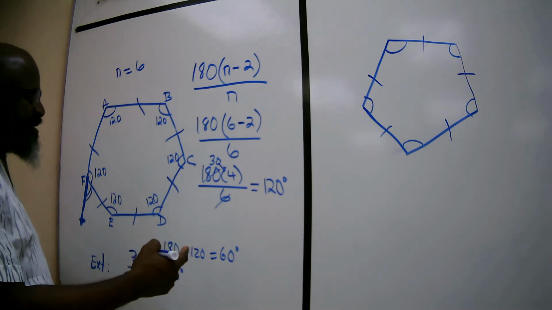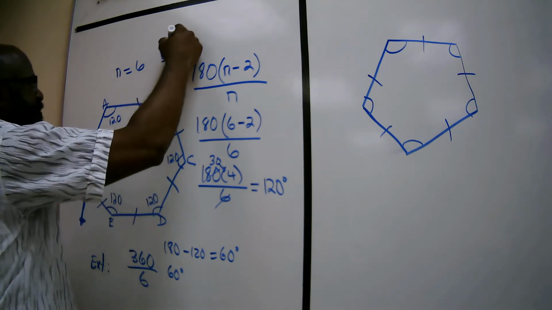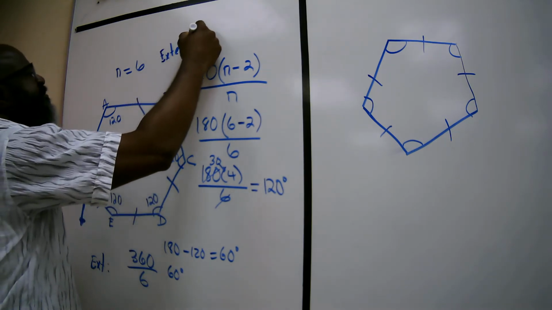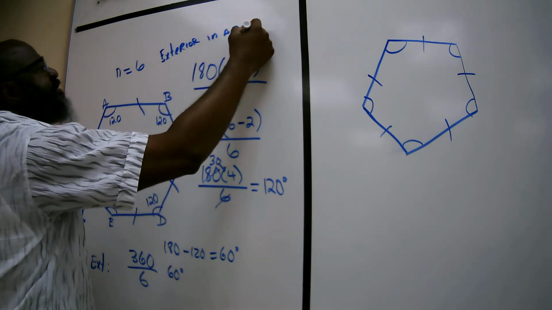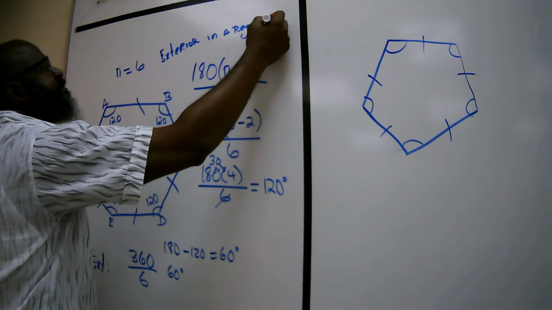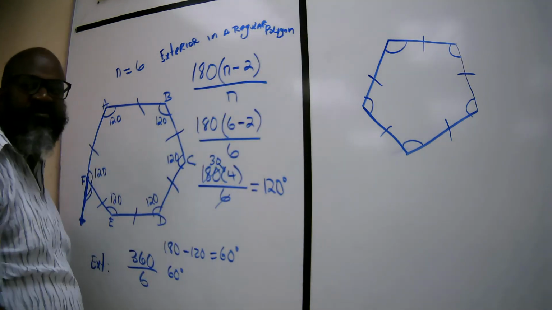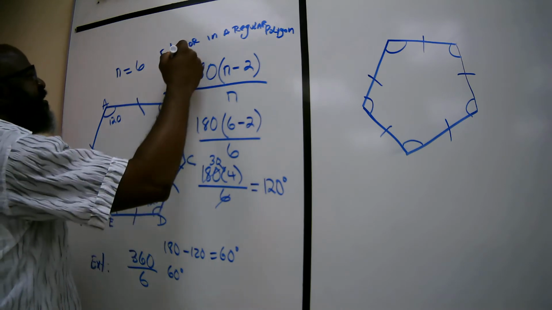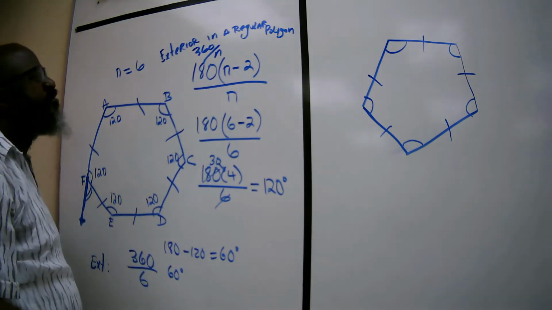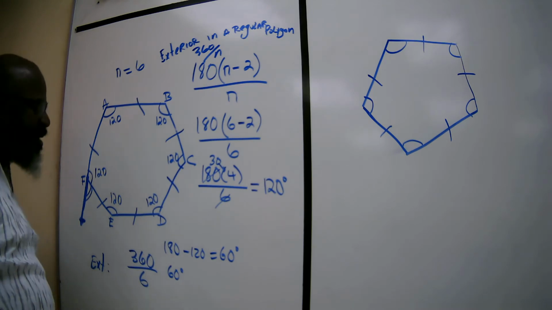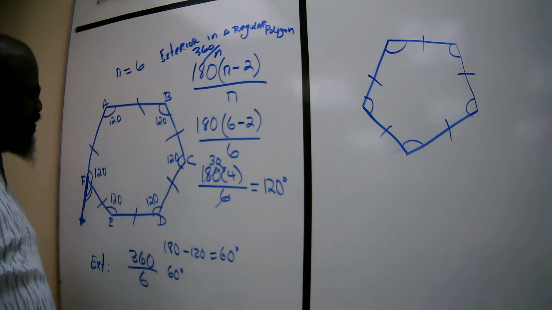So to find the exterior angle in a regular polygon, since the sum of the exterior angles is 360, you will take 360 divided by n, which is the number of sides. That will give you the exterior angle in a regular polygon. So we're done with this problem. So that's what we will do for those problems.